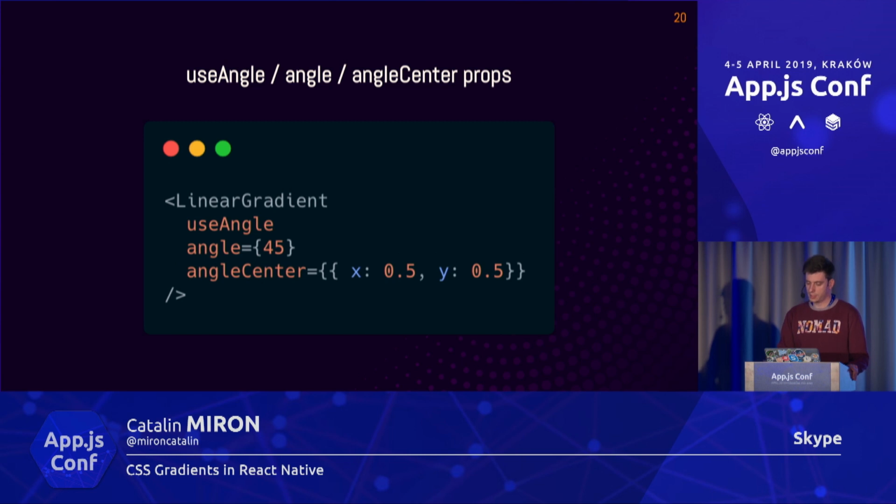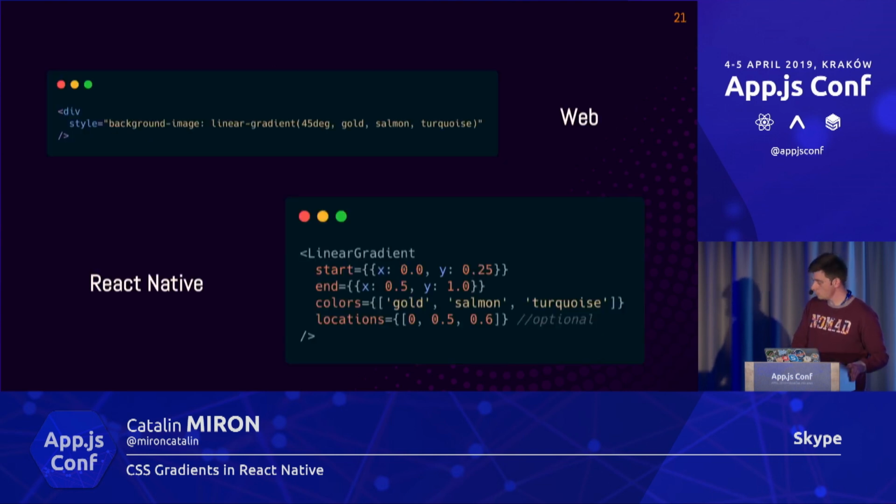And the second way of rendering a linear gradient is by using angle and the center of the gradient box, more or less. So angle center is the center of the gradient box from where you'd like to start the gradient. This was added lately, I think 1 year ago, and it's still cross-platform. So as you could see, the difference from web to React Native is huge.